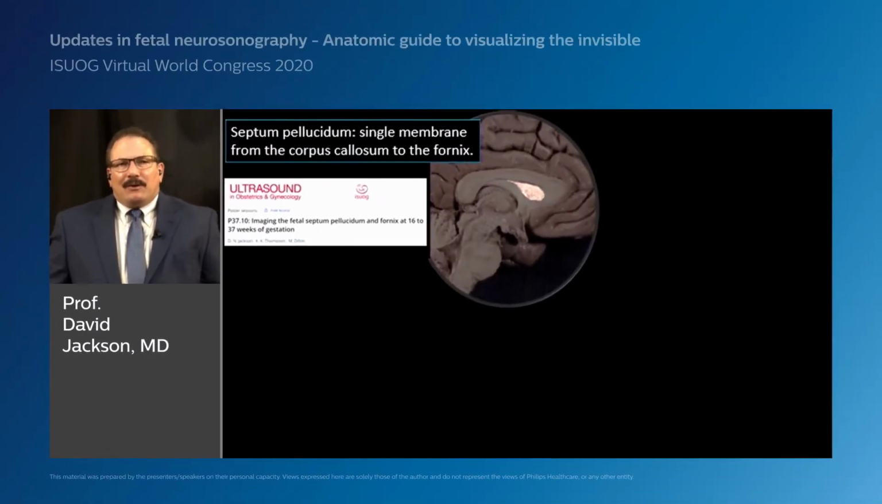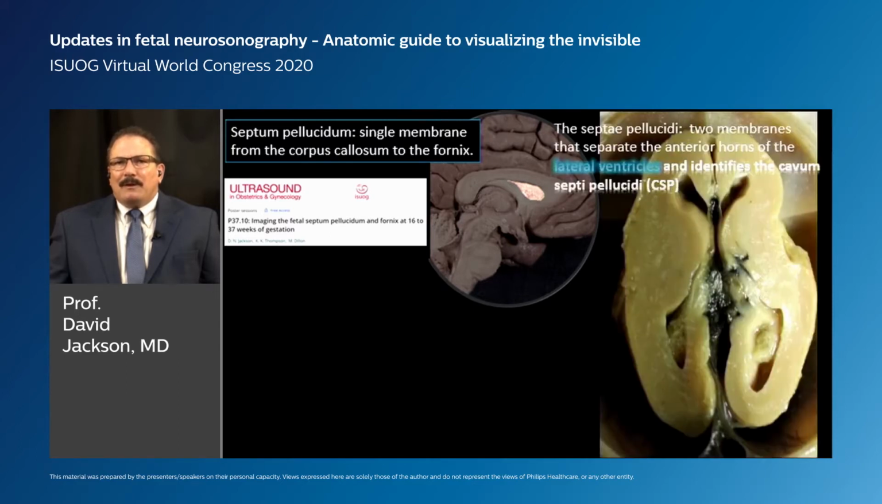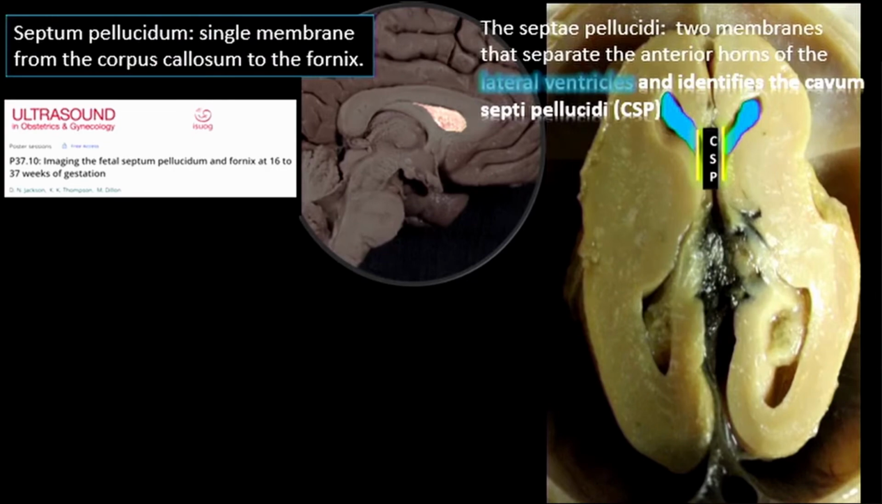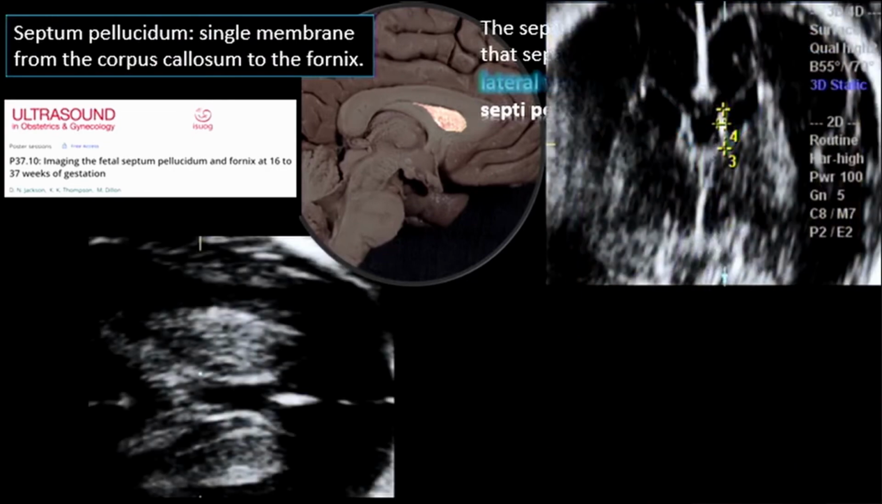We presented several years ago that the Septum Pellucidum can be measured. It is a single membrane from the Corpus Callosum to the Fornix. The term Septae Pellucidi is the correct term for the two membranes that separate the anterior horns of the lateral ventricles and identifies the cavum septi pellucidi. The cavum septi pellucidi is one of our basic structures for identification in our neuroanatomy and in our neuroimaging because it's so easily seen in its echolucent form.